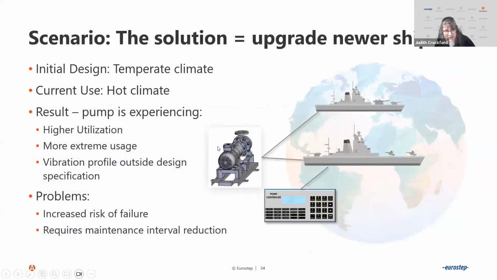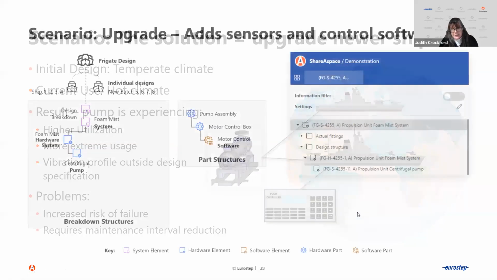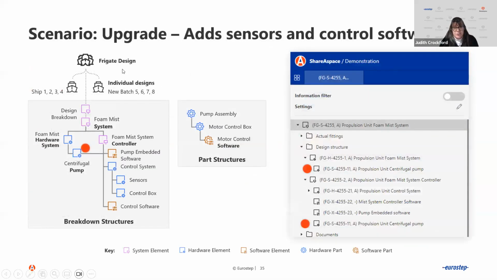Okay, back to our scenario. So imagine we've come up with a solution for the more modern ships that we can add a pump controller on. There's some reason why they can't be added to the older ones, but they can be added to the new ones. We're going to add a new pump controller.